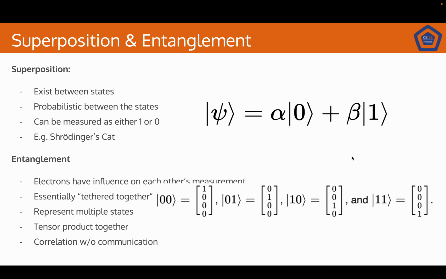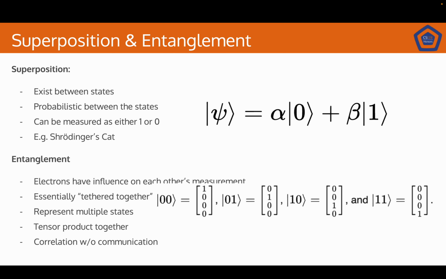And entanglement, essentially, is that electrons have influence over each other's measurements, so you can measure one electron and know what the other will be, depending on how you've entangled them to begin with.